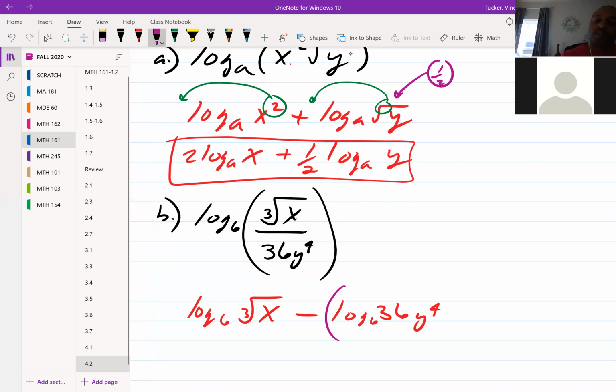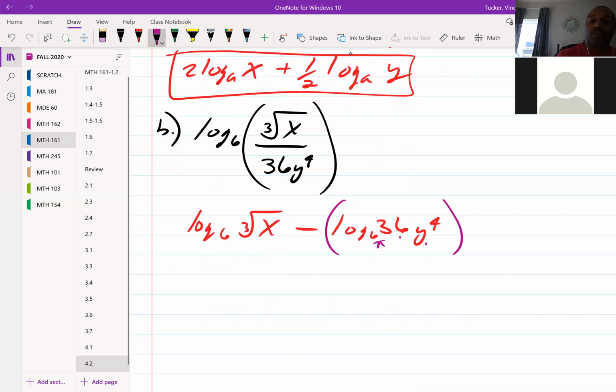Now notice that our denominator can be broken up into two terms, 36 and y to the 4th, and the reason why we look at that is because of this base of 6. And just remember that anything that was in your denominator should have the minus sign in front of it. If you were to put parentheses around that and expand that, ultimately whatever's in your denominator has the minus sign in front of it. So just keep that in mind: if it's in your denominator, it should have the minus sign in front of it.